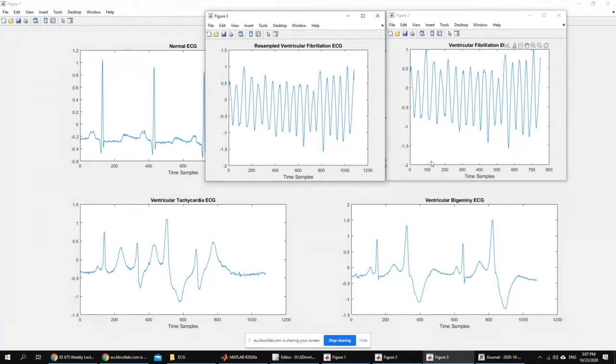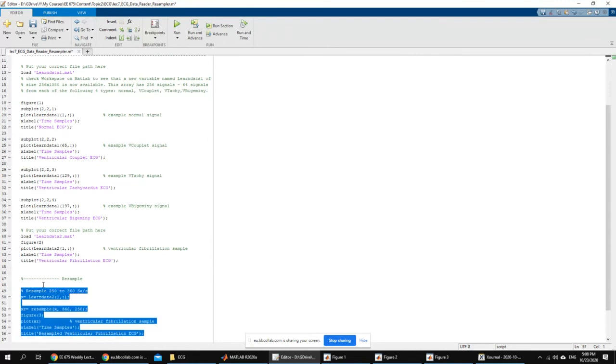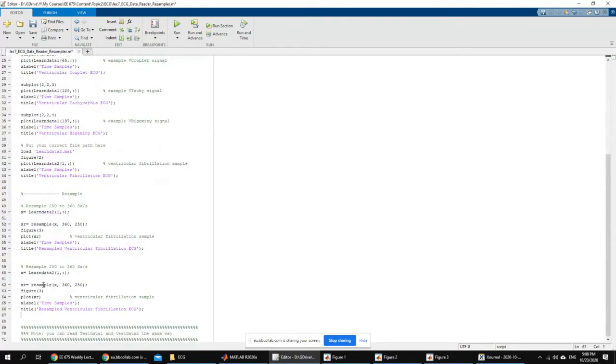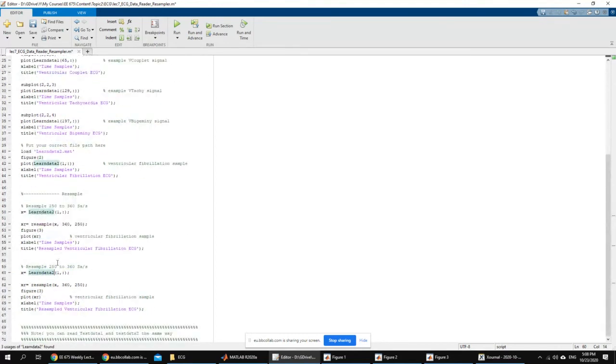Maybe you can also try the other way around. This is the example of 250 to 360 samples per second. I'm going to try the other way around, from 360 to 250. I'm going to use one of the samples here. Maybe I'll use the first one, the normal one, so that we know how it looks.